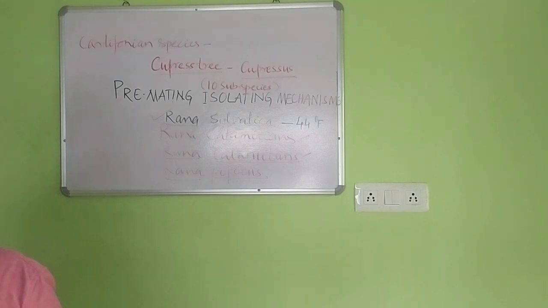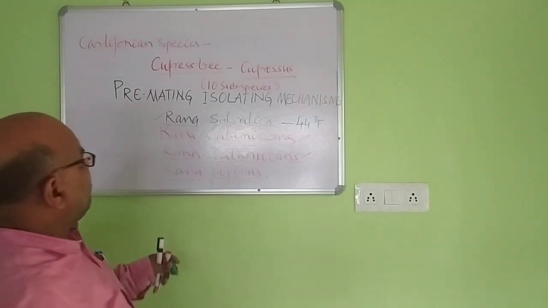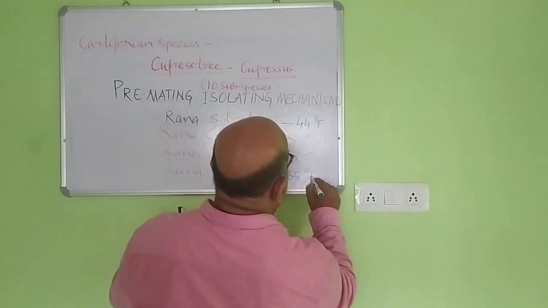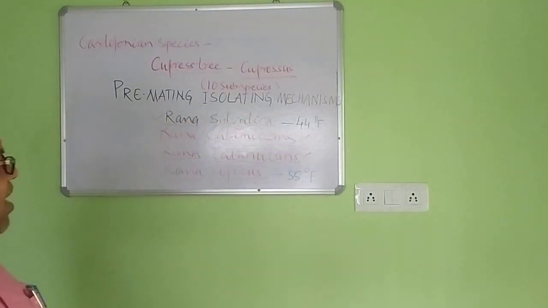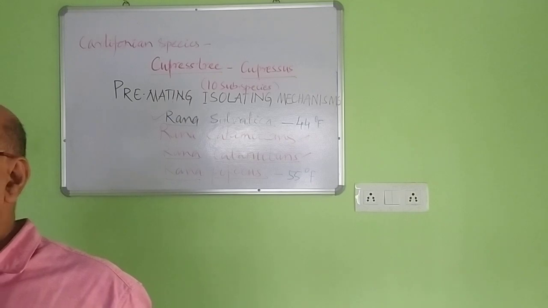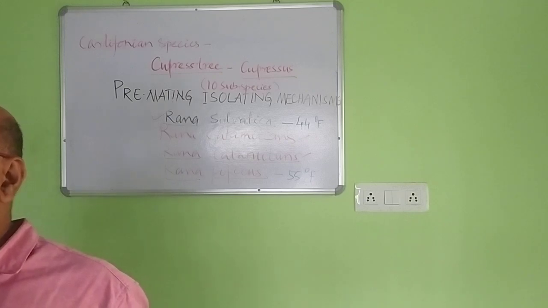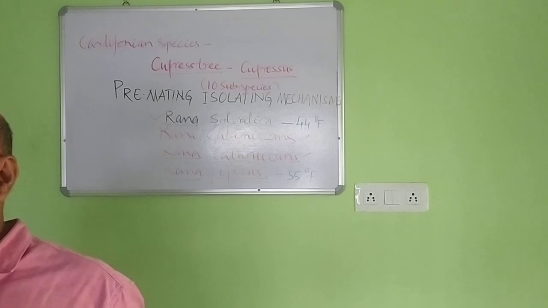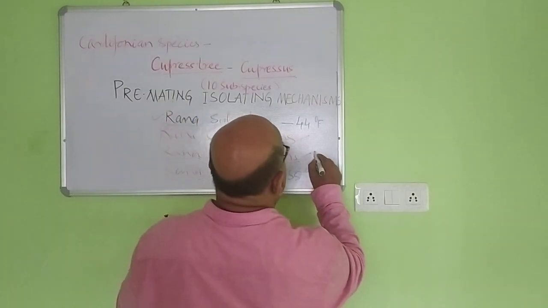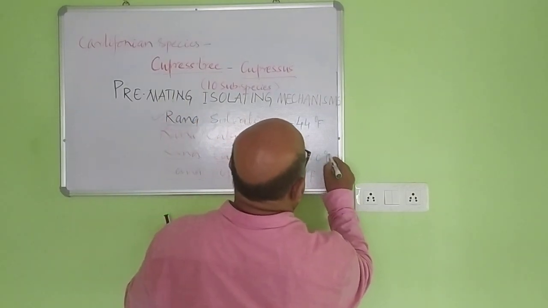Rana pipiens begins to breed at 55 degrees Fahrenheit. But Rana calamitans arises later, and it remains at a high temperature. Rana calamitans does not enter the pond until the water temperature exceeds 60 degrees Fahrenheit.